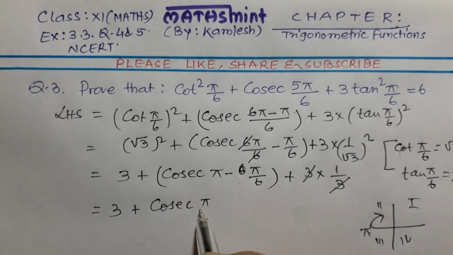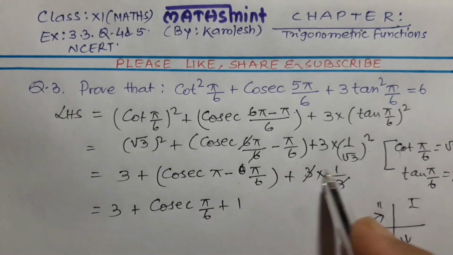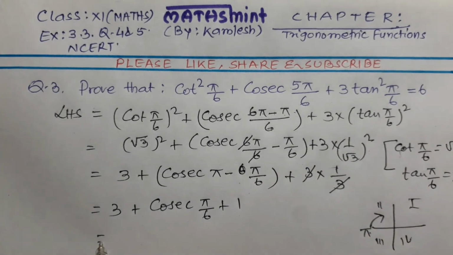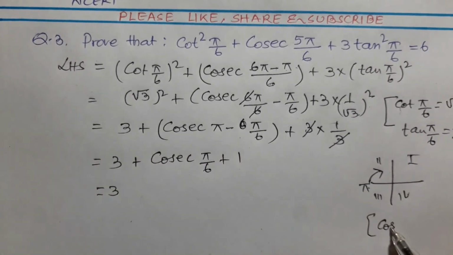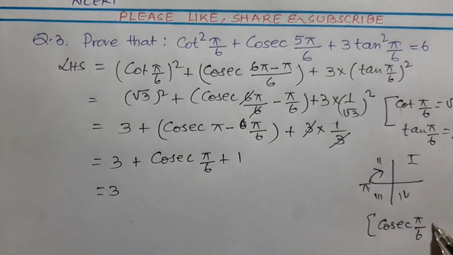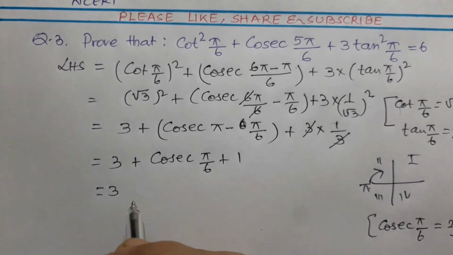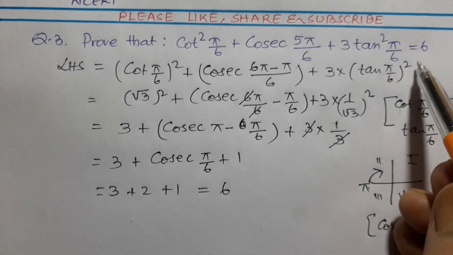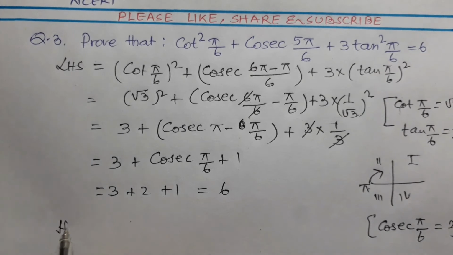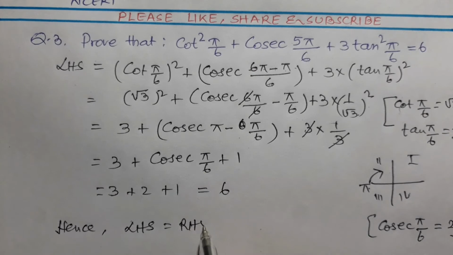cosec pi by 6 plus 1. So 3 and cosec pi by 6 is equal to 2. This is the value in table. So plus 2 plus 1. 3 plus 2 is equal to 5 plus 1 is equal to 6. So this became equal to right hand side 6. So we can write hence LHS is equal to RHS proved.